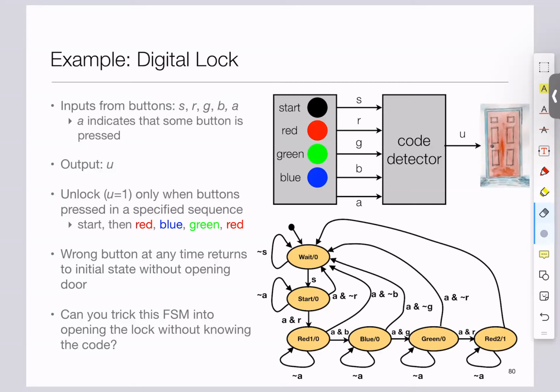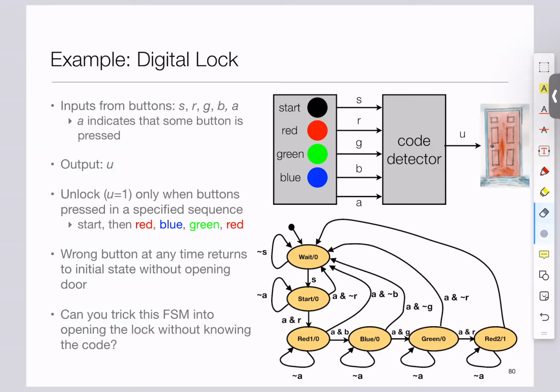We basically say that the lock will be unlocked if I press start, then press red, blue, green, red. So red, blue, green, red is the code, and start is kind of the start, right? The idea is that anytime a wrong button is pressed, we go back to the beginning state. You have to re-enter the code. So if I enter start, red, green, then it will go back to the opening state.